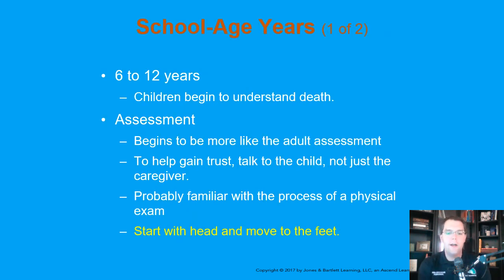The school-age child is from 6 to 12. One of the big mental developments that happens here is that they begin to understand death. And as a child begins to understand death, even if they don't fully understand what that means or the implications of it, they know that you go away. They may have experienced it themselves in terms of a family member or a friend potentially, and they can be very afraid of it. They may ask you if they're going to die.